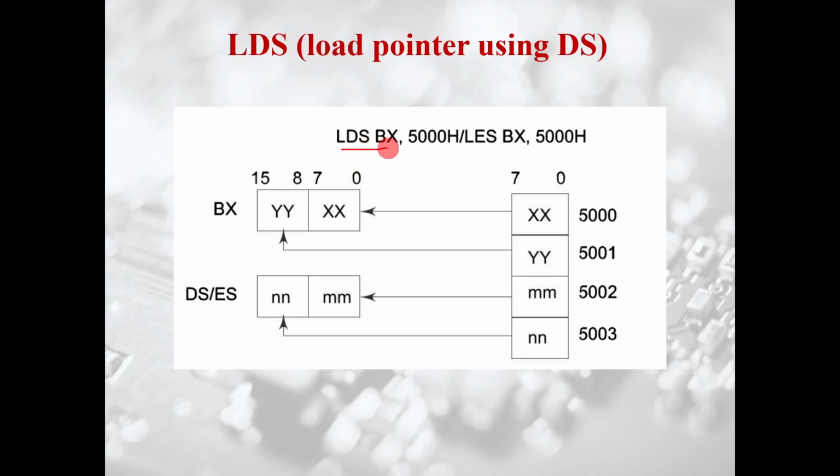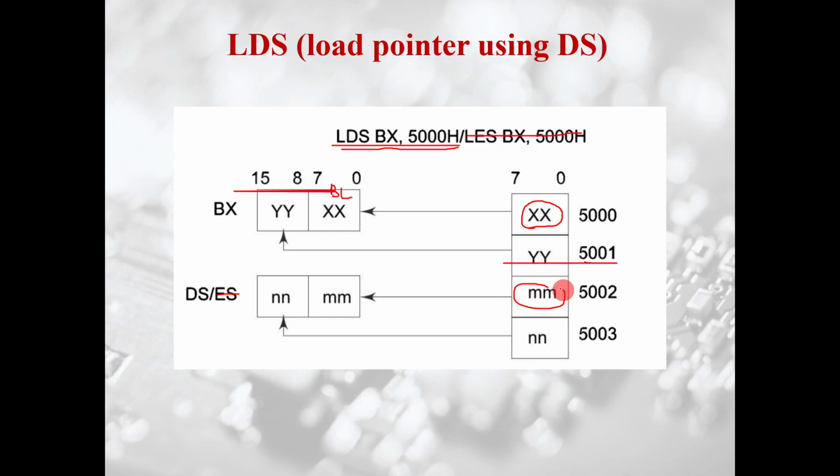Suppose I write LDS BX. This is the offset address. Let's forget about this for the time being. Now this is the memory location. From this memory location, one byte of information is available in 5001, and from there it is brought into the BX register. So this is the BL register. The next significant byte from the next memory location will be brought to the BX register, and then the next memory location, it will be brought here.